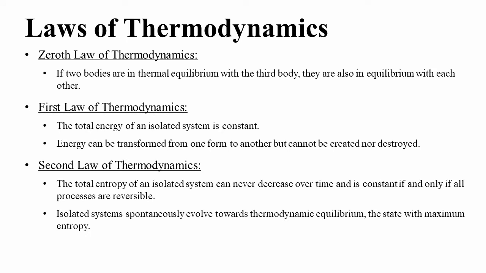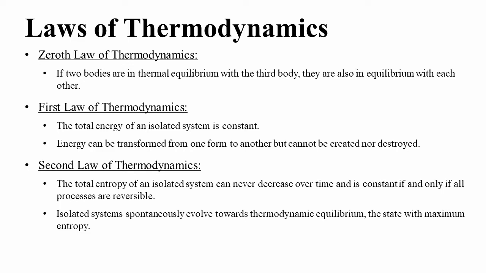Zeroth law of thermodynamics states that if 2 bodies are in thermal equilibrium with a third one, they are also in equilibrium with each other. And if the third body is replaced by a thermometer, the zeroth law could be rephrased: the 2 bodies are in thermal equilibrium if both have the same temperature reading, even if they are not in contact.